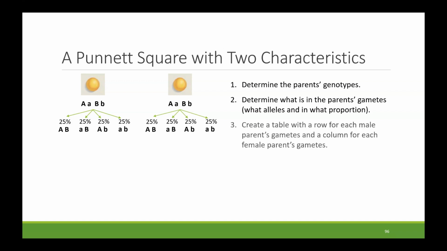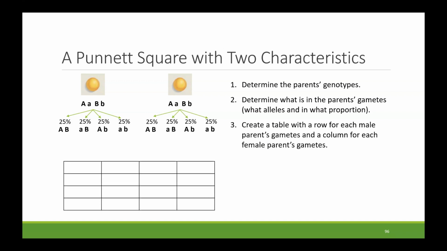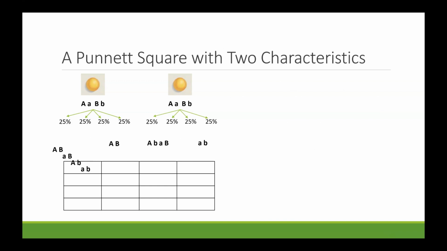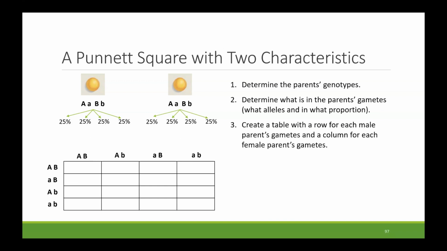The third step is to create a table with a row and a column for each one. So because there's 4 possibilities for each parent, we make a table that is 4 rows by 4 columns, and then we assign one of these possibilities to each of the rows or each of the columns. The final step is to fill in the boxes in the middle, which, remember, each box represents an offspring.